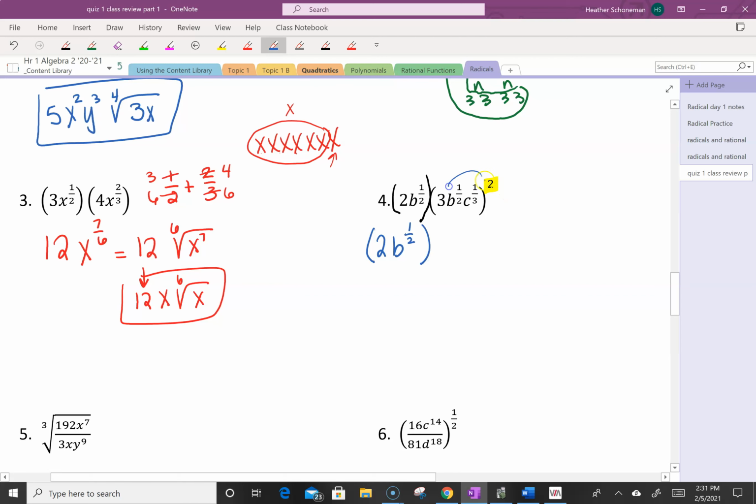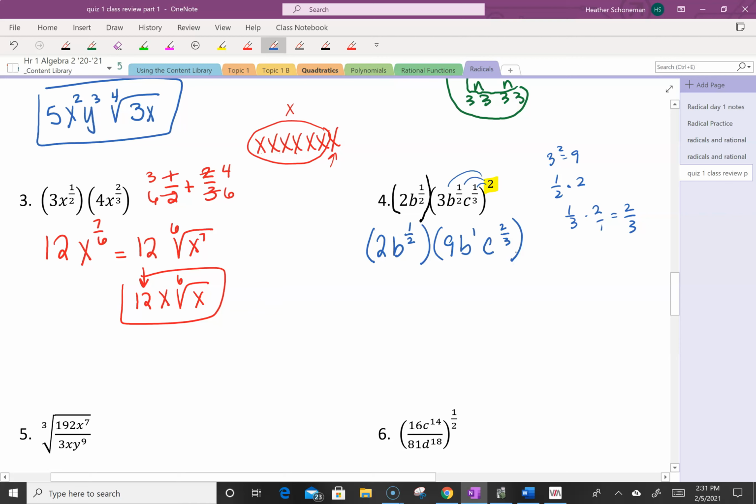My next one, I'm going to distribute this 2. And when I do that, I'm multiplying. So it's going to give me 3 squared. Well, we know what 3 squared is. 3 squared is just 9. Then I have b to the 1/2 times 2. Well, 1/2 times 2, half of 2, that's easy. That's 1. Then I've got the 1/3 times 2. Well, I'll multiply straight across the top, and I'm just going to get 2/3.